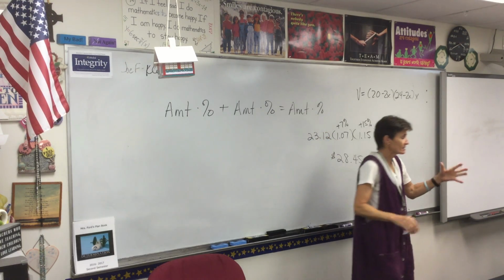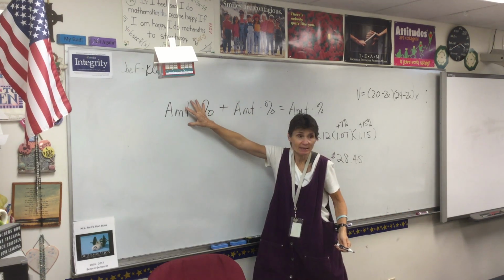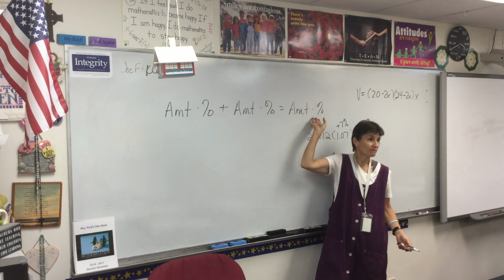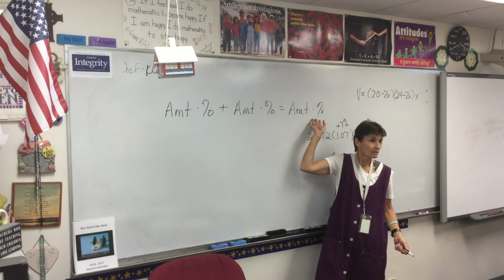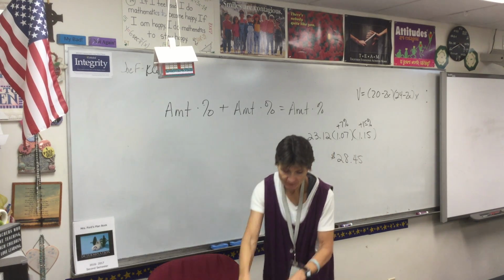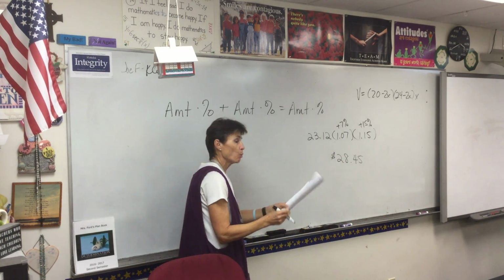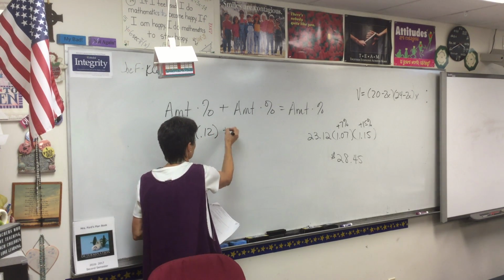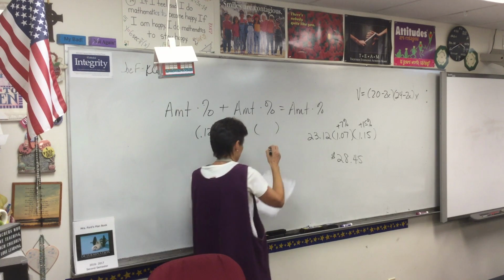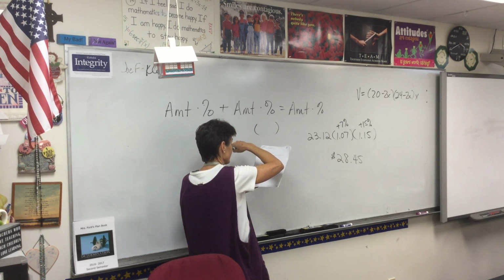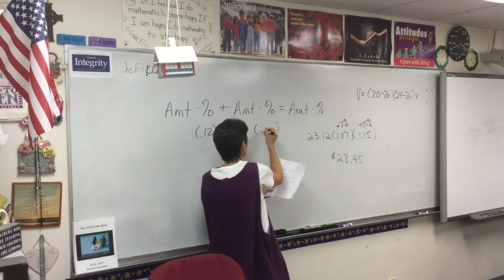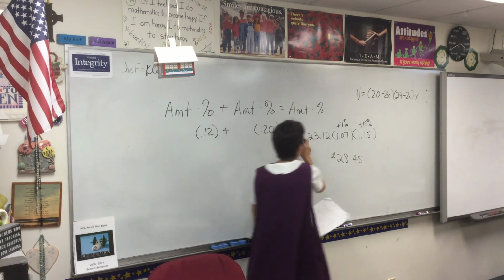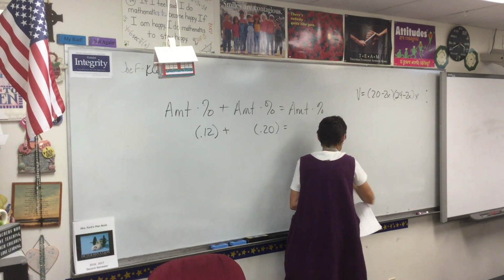What's happening is you have something that you are adding to something else and you're coming up with a final solution. So the first thing we're mixing is 12% lemonade. So I'm going to go through and put in all my percentages. I have a 12% lemonade that I'm mixing with 20% lemonade to get 18% lemonade.